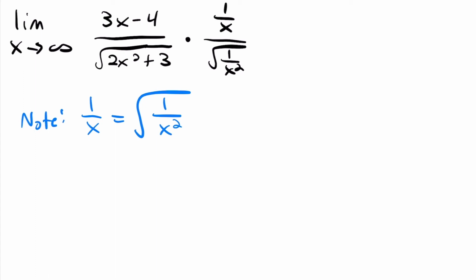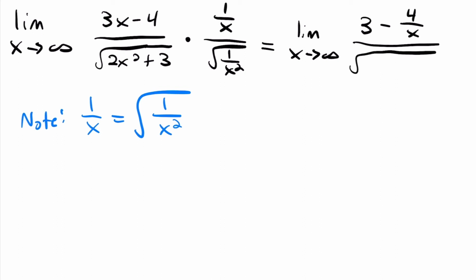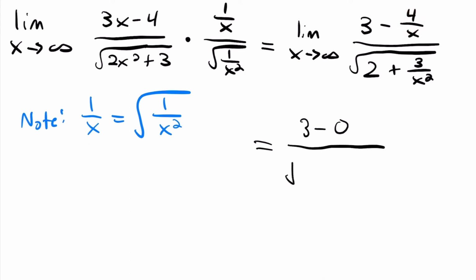So let's simplify this. We're going to have that this is equal to the limit as x approaches infinity of 3x times 1 over x, so we'll have 3 minus 4 over x divided by 1 divided by x squared times 2 over x squared, which is just going to be 2, so we'll have our square root and then 2, and then we'll have plus 3 times 1 over x squared, which is going to be 3 over x squared. So then we know we're going to have 3 minus 0, because this is our special limit right here, divided by the square root of 2, because a constant, as x approaches infinity of a constant, is 2, and then plus our special limit, once again, is going to be 0.